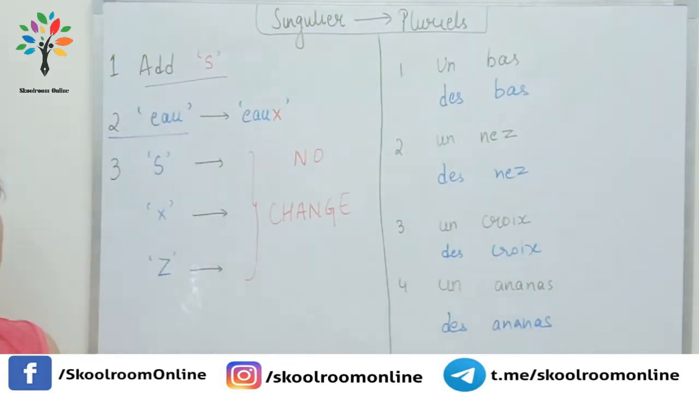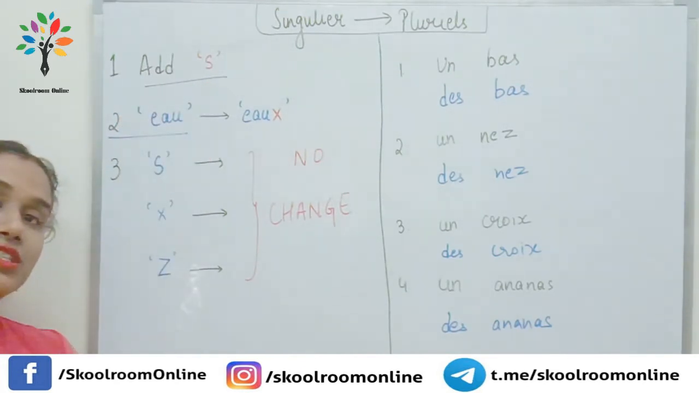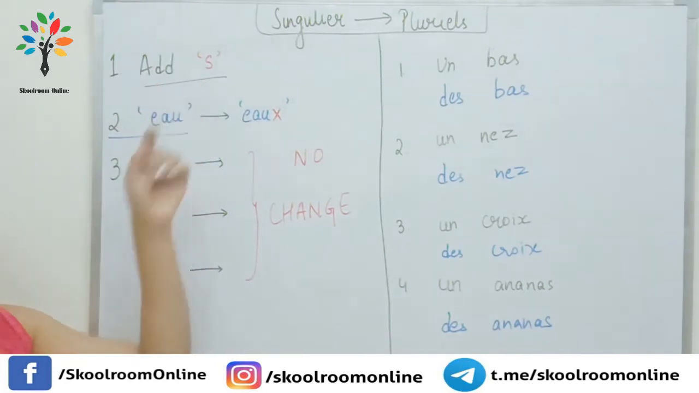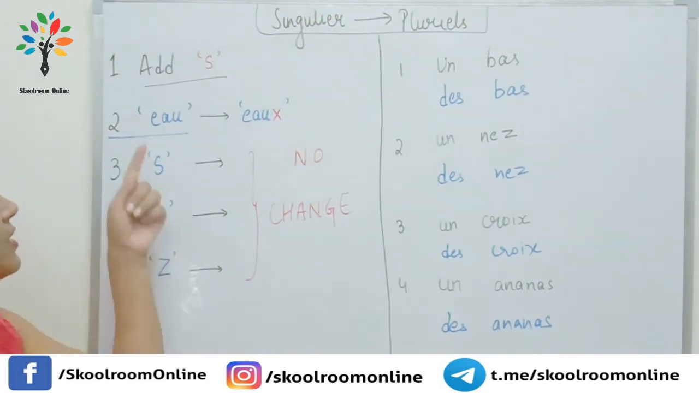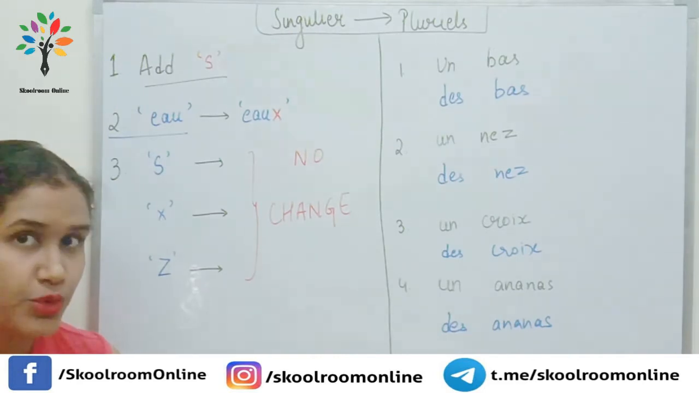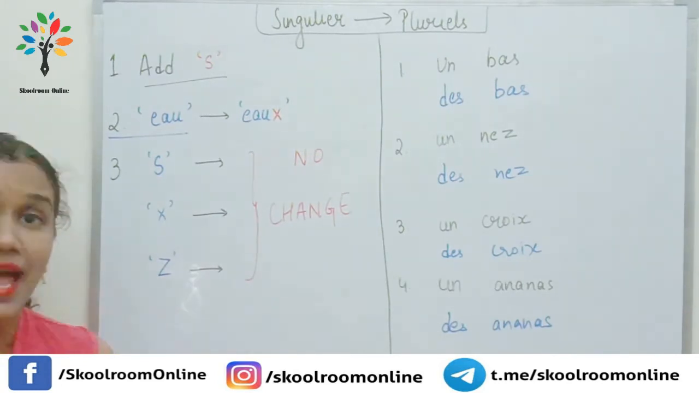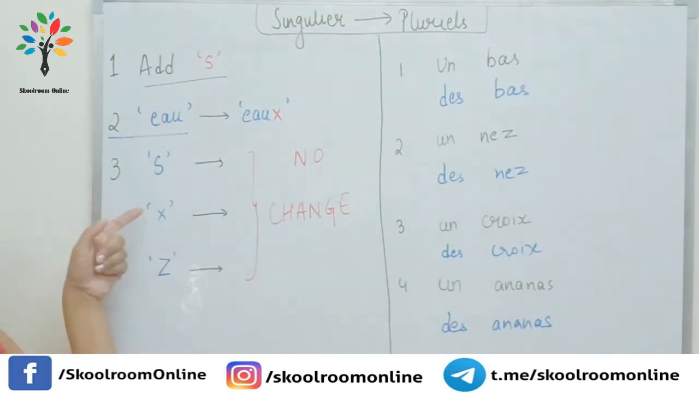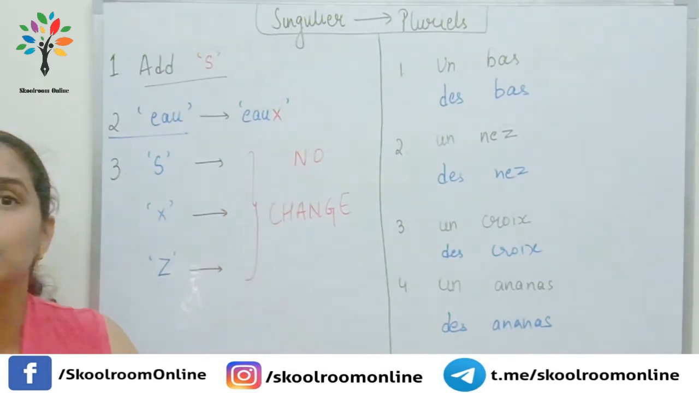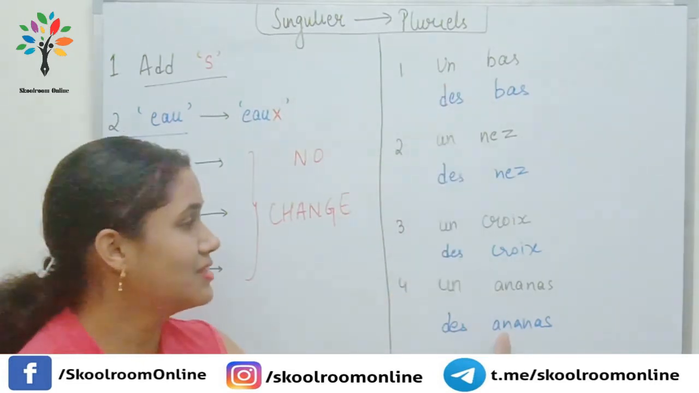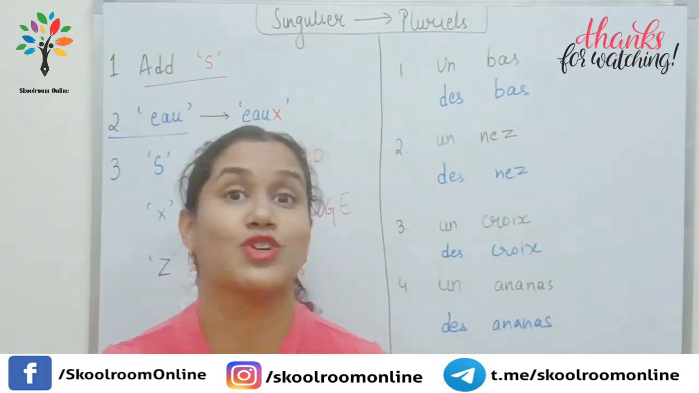For any noun, rule number 1 is that you simply add an S. Okay? Change the article to its plural form and add an S to the noun. Right? Now, if your noun is ending in EAU or EU, then instead of adding an S, you add an X. And lastly, if the noun is ending in S, X or Z, there is no change to the noun. You do not add anything. It remains the same as you can see here. Clear? So I hope this video was helpful for you.